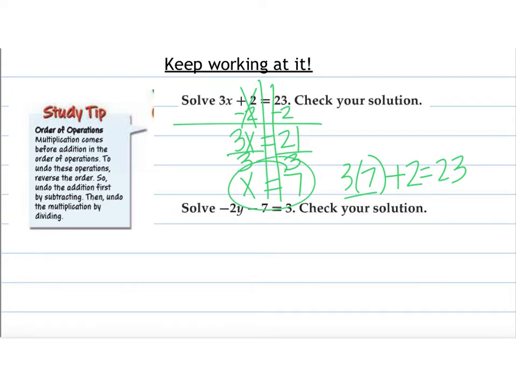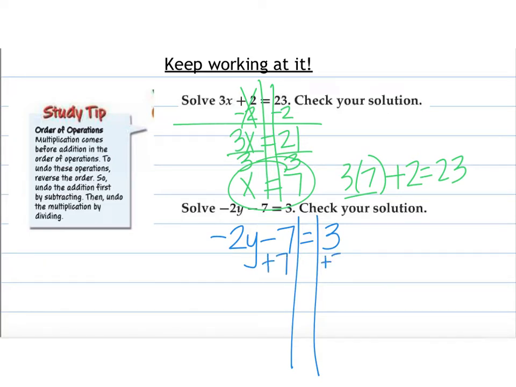All right. Here's a little bit trickier, with subtraction and negative. So I'm going to rewrite this. Negative 2y minus 7 equals 3. We'll do our slide. First, I see that it's being subtracted by 7, so I need to get rid of that first. So adding 7 is the opposite. That cancels out because it gets us to 0.